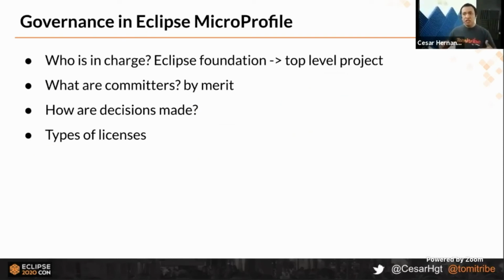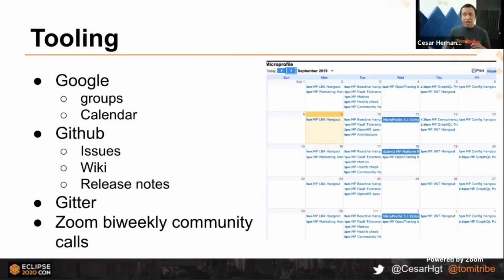Who is in charge? Eclipse Foundation is the top level project. How do committers get that level? By merit. How are decisions made? By consensus, and it can host many different types of licenses, not just the Eclipse license. And then you have the tooling.